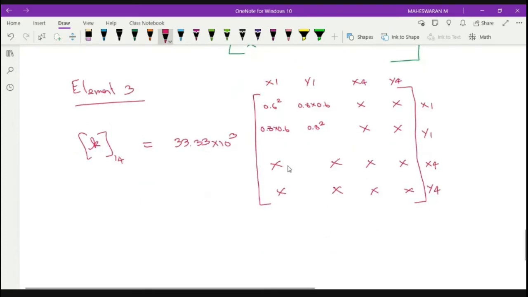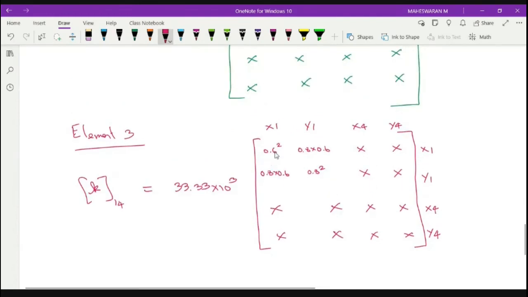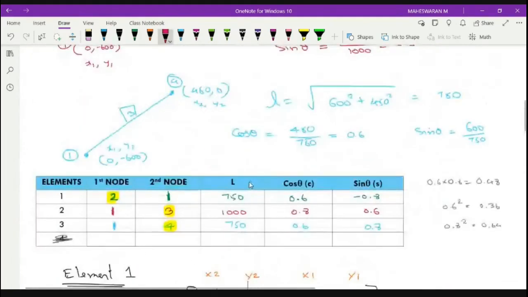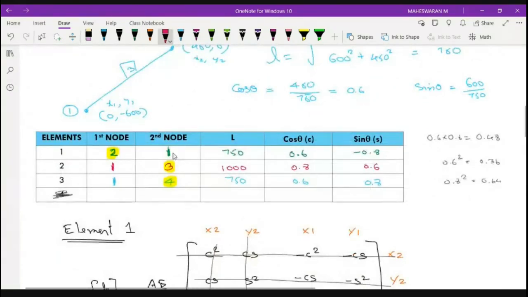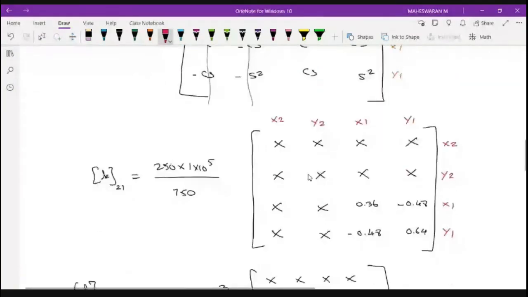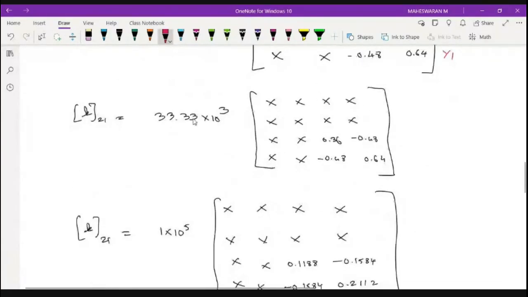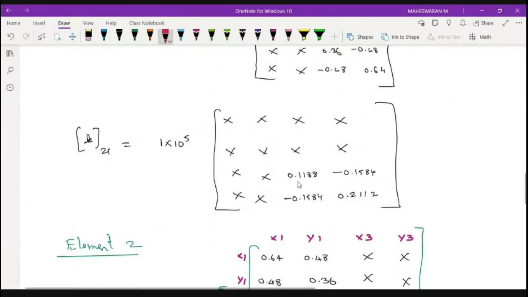I'm going to rewrite it as 0.6, multiplying with 33.33, so you will get a value. This is 0.6 square. This is similar to your element 1. Note that element 1 and element 3 are similar. The only thing is there is no negative term here; everything is positive. So I will write this entire element considering everything as positive. After multiplying 33.33, what I am getting is 0.1188.